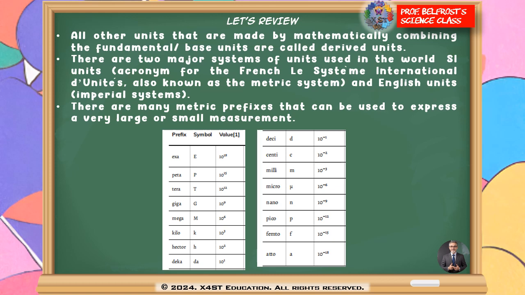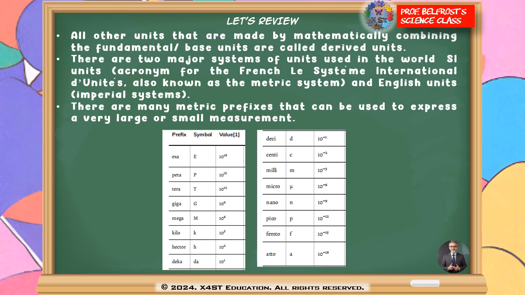Okay, so there are two major systems of units that are used widely in this world. SI units, an acronym for the French Le Système International d'Unités, also known as the metric system, and the English unit imperial system. Nowadays, most countries in this world have adopted the SI units for measurement. And what I know is that the country that still uses the English unit imperial system the most is the US.